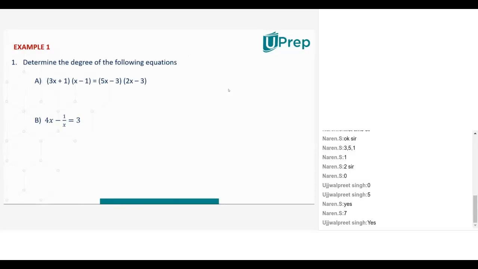I gave some equations on board, a small example to all of you. Determine the degree of these polynomial equations.